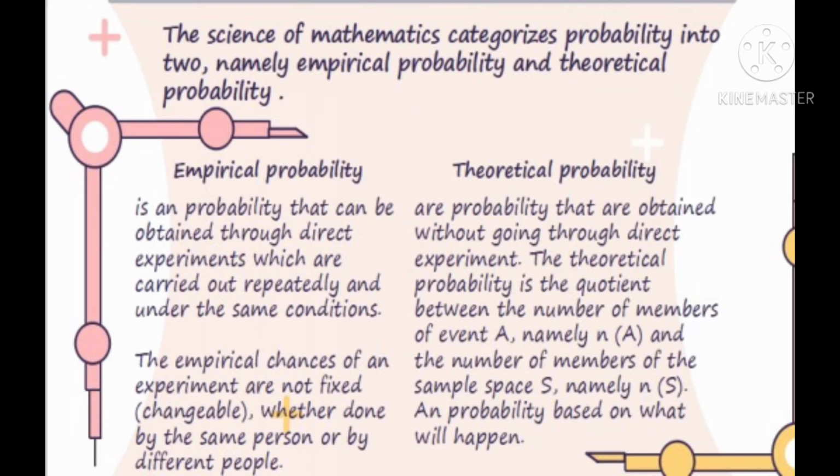Theoretical probability. Theoretical probability is probability that is obtained without going through direct experiment. The theoretical probability is the ratio between the number of members of event A, namely N(A), and the number of members of the sample space S, namely N(S), and is based on what will happen.